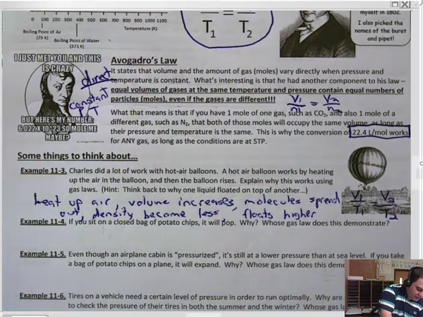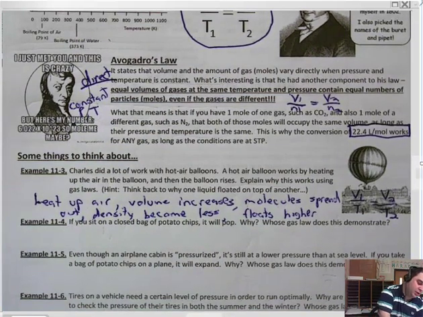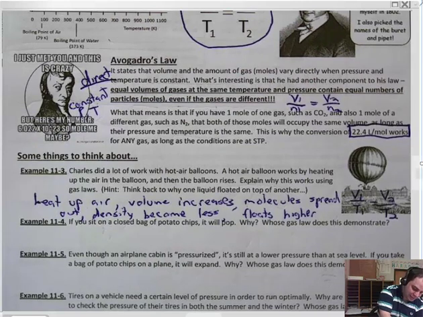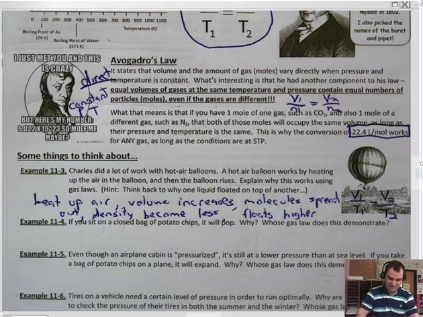If you sit on a closed bag of potato chips, why would you sit on potato chips? They're so yummy. Nobody would sit on them. It would pop. Why? Whose gas law does this demonstrate? That's a great question.